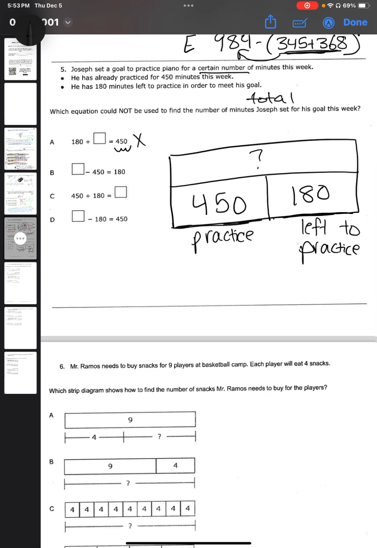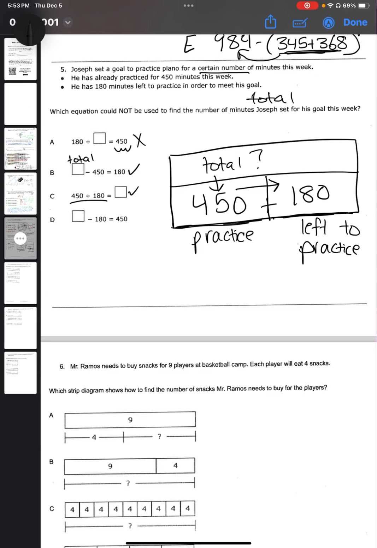B, something minus 450 equals 180. Well, that is true because that something would be our total. The total minus one part should give you the other part. So that would be a way to find it. C, this is adding our parts together. 450 plus 180 equals something. Well, that's true. That's what we do with these parts down here on this addition and subtraction strip diagram. We add all the parts together and it should give us the total. So that would be a good way to find it.